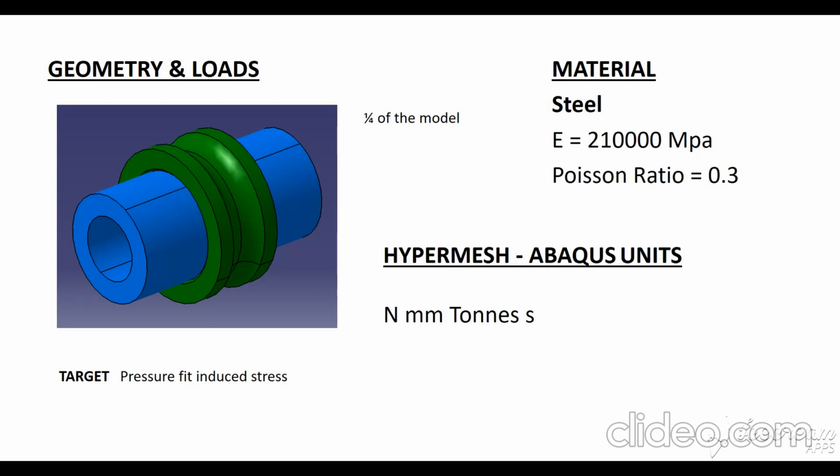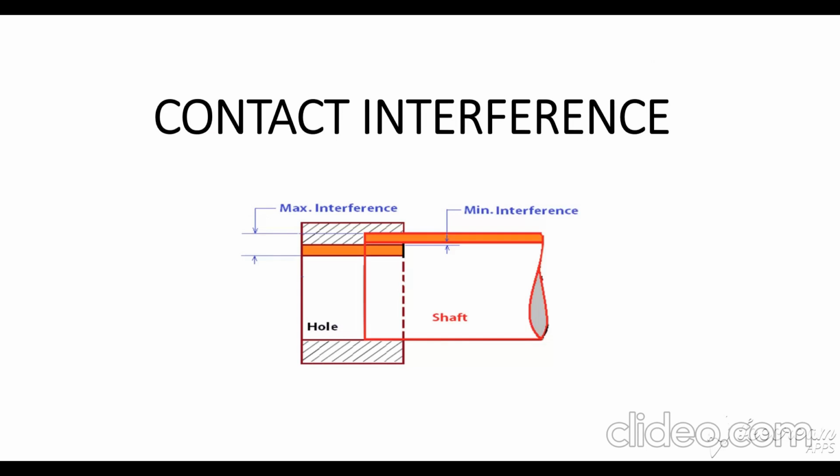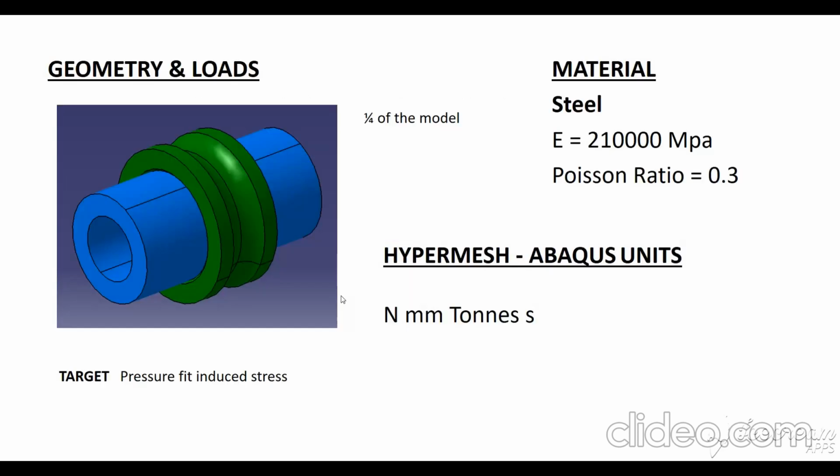So our example will be overclosure. That means the radius of the shaft will be higher than the radius of the hole. In this case, 50 microns overclosure. To do so, we are going to set a model with Hypermesh and send it to process with Abaqus.